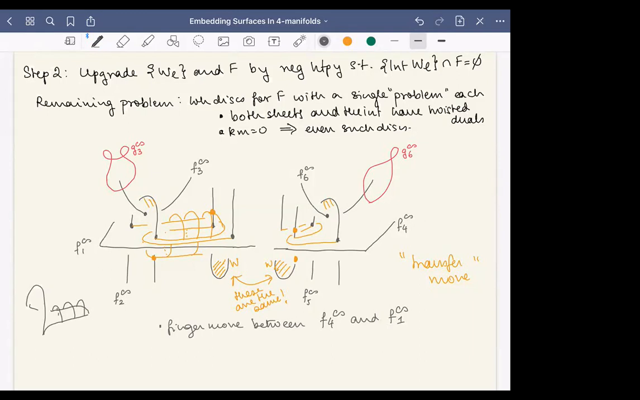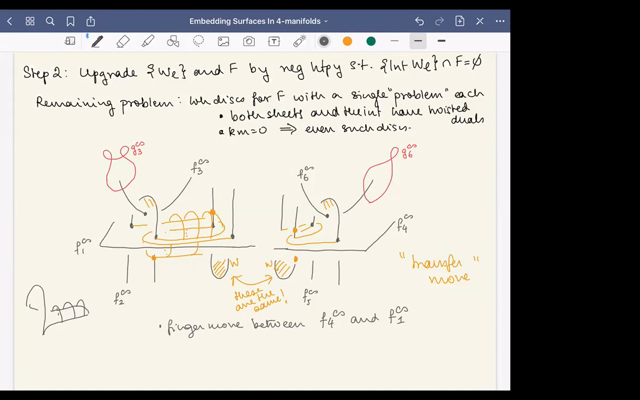Okay. But hey, we're kind of done now, because what have we done? We've changed our F by a regular homotopy so that in this new collection of Whitney disks, each Whitney disk has two problems. But I already know how to deal with problems in pairs, because I have two intersections with Fs with twisted duals. So I can again do my tubing maneuver. I change my framing by an even number, fine, I fix it.